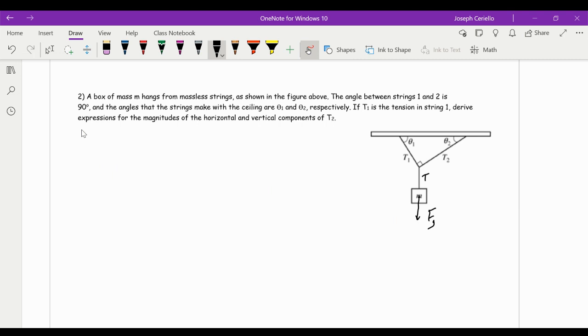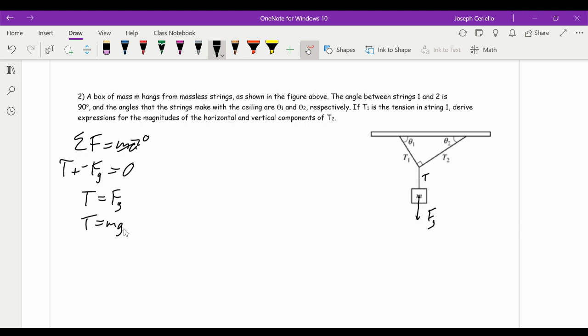So for the box, the sum of the forces equals the mass of the box times its acceleration, but it's not moving, so that's 0. There are two forces acting on the box. We have tension plus negative Fg equals 0. So the tension in the string is equal to Fg, which is really just mg. That's good to have on hand.